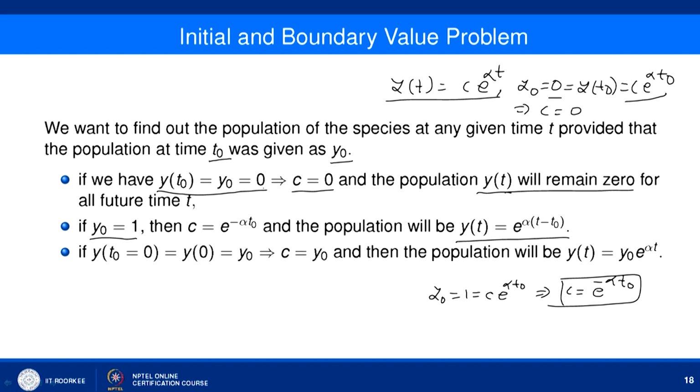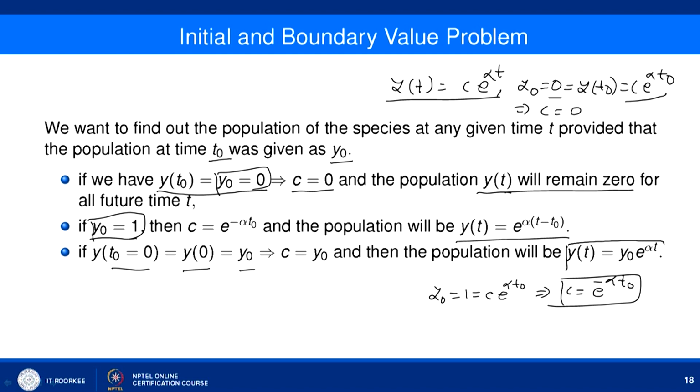So, if your initial condition is changed from 0 to 1, then your solution is also changed. Here the solution is y(t) equal to e to power alpha (t minus t naught). Now, if the initial point t naught is given as 0 and y(0) is given as some value y naught, then c is coming out to be y naught, and we can say that the population is given as y(t) equal to y naught e to power alpha t.